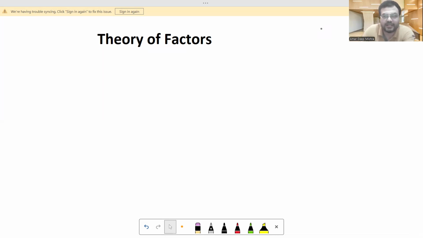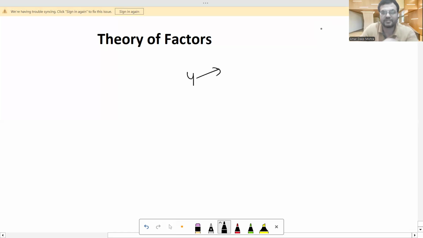Okay, so factors are what? Factors are those numbers that divide the given number completely. Okay, this is the basic definition which we know already since our childhood. For example, if I take a number 4, so 4 has got how many factors? The first factor is 1, the second factor is 2, and the third factor is 4 itself. So 4 has got 3 factors, 1, 2, and 4.